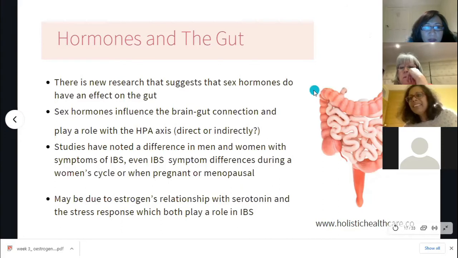Sex hormones can influence the gut-brain connection through the hypothalamus pituitary axis. And that could be due to estrogen's relationship with serotonin. I mean, without getting into a lot more complexity, there is a lot of communication going on between the hormones, the gut, and the adrenal axis, so the hypothalamus axis as well. So we do know, and there are more and more emerging studies, we don't know exactly how all these things work, but we do know that our hormones, progesterone and estrogen, have a direct impact on the gut, and the gut also has a direct impact on the hormones.